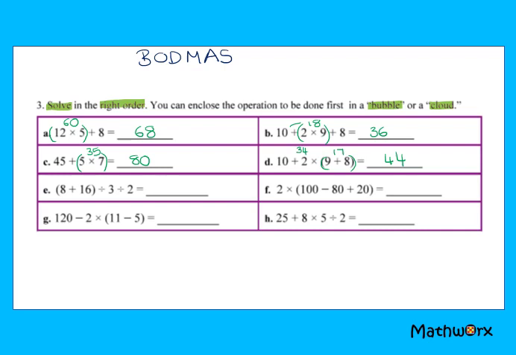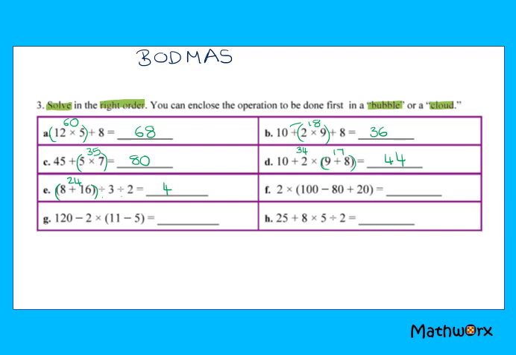Okay, let's do E. Brackets here are already in, so we're going to do the brackets first. What's 8 plus 16? That is 24. And we just have divide left here, so we're just going to go left to right. 24 divided by 3 gives me 8, and then 8 divided by the 2 gives me 4.